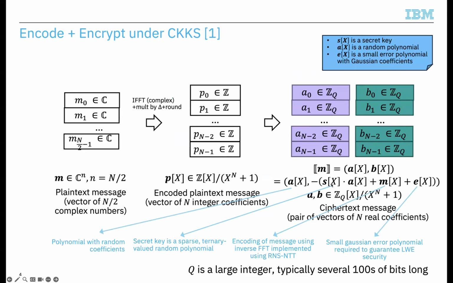So the exact equation is S of x times A of x. This is element-wise modular multiplication, and then element-wise modular addition. And then there's a negation at the end. Bootstrapping is much more complicated. There are 4 high-level steps. I'll just name them, I'm not going into it.